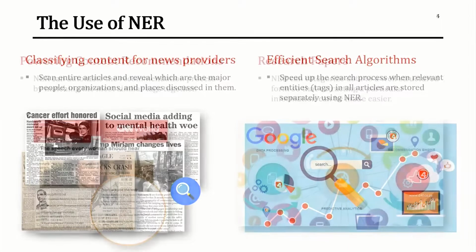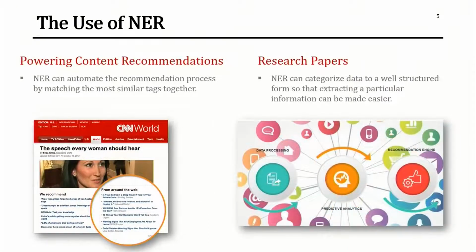Next, powering content recommendations. With NER, it can help to automate the recommendation process by matching the most similar texts together. Obtaining from the contents, we can extract common entities. From those entities, we can later recommend based on user keywords.